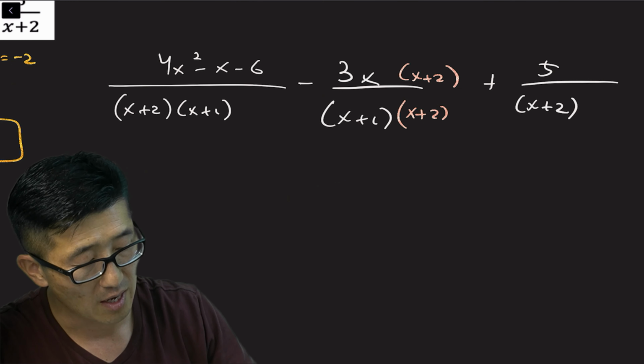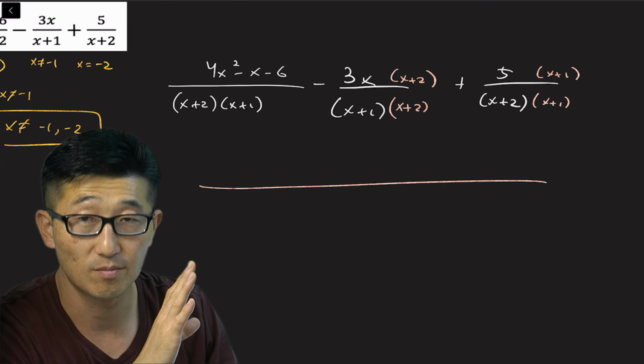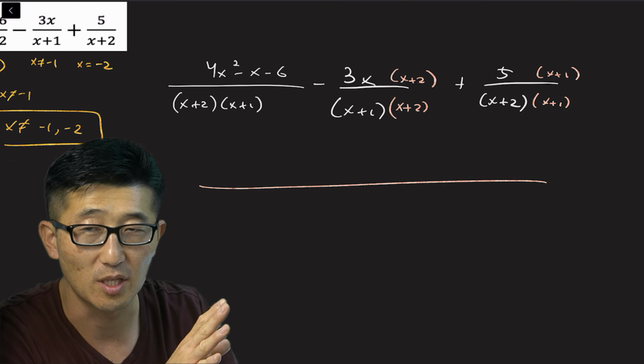Once I have all the denominators exactly the same, again, I'm not going to do anything with the numerator because I'm worried about this little negative sign. I have too many students making mistakes on this, costing them between an A and a B. So my recommendation is just do it safely, and you'll never regret it. So x plus 2 and x plus 1 is on the bottom. The numerator, we have 4x squared minus x minus 6 minus 3x parentheses x plus 2 plus 5x plus 1.